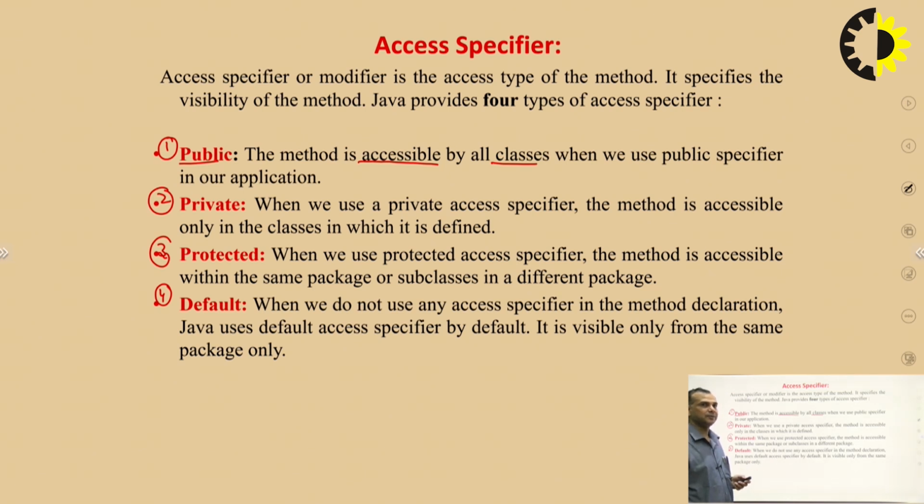So it is accessible, in a simple line, we can say that if we declare any method or variable as public, it can be accessed anywhere and anyone can use this. Second one, if we declare private, it can be executed within the class, so we cannot use it outside the class.